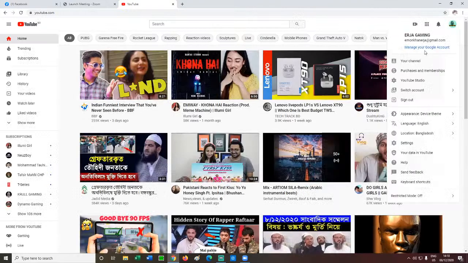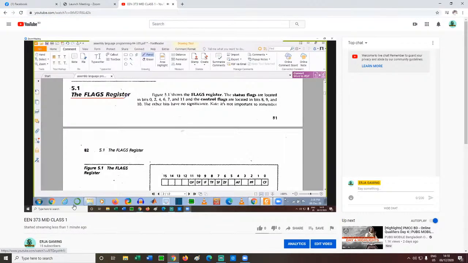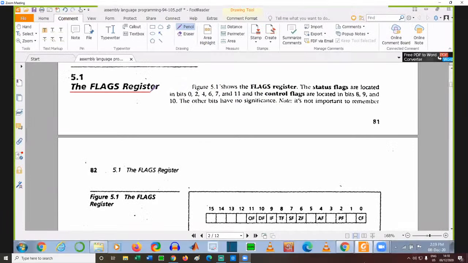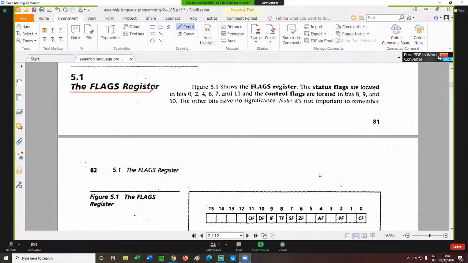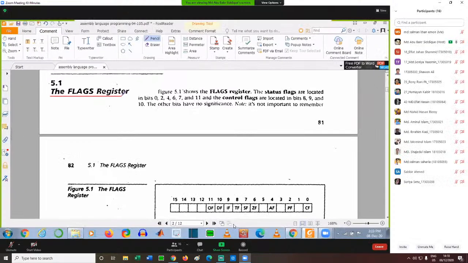Status flag is one kind of flag in the flag registers. So why is it called a status flag? Because it indicates the status of the operation, what kind of operation the user is going to perform by the processor. That's why it is called status flag.